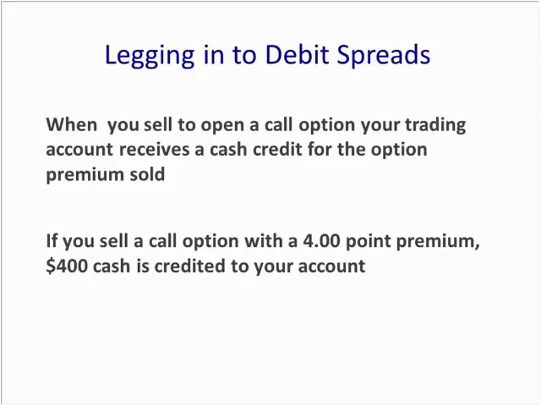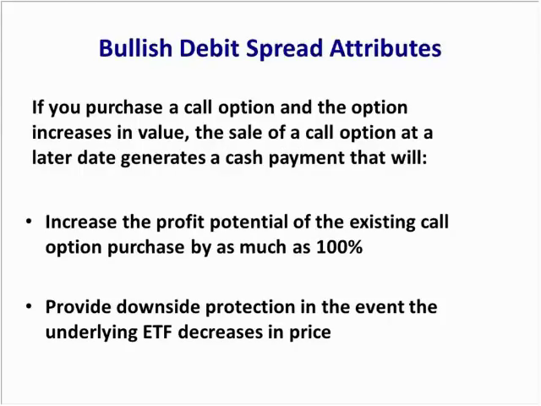Now, when you sell to open a call option, your trading account instantly receives a cash credit for the option premium that you sold. So if you sell a call option with 4 points of premium, then $400 cash is credited to your brokerage account. So if you purchase a call option and then the option increases in value, the sale of a call option at a later date generates a cash payment, and that cash payment will increase the profit potential of the existing call option purchase by as much as 100%. And I'll show you some examples of that here in a minute.